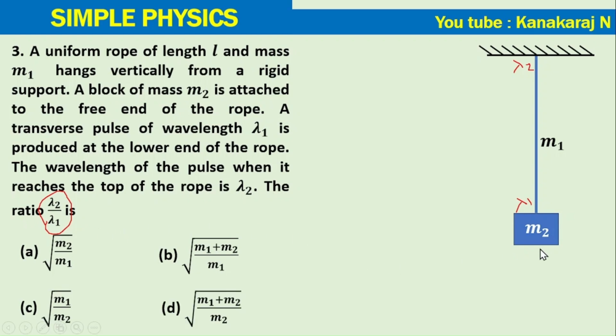Now, at the topmost point, the tension is M1 plus M2 together multiplied by G, whereas at the bottommost point of the rope, the tension is M2G.